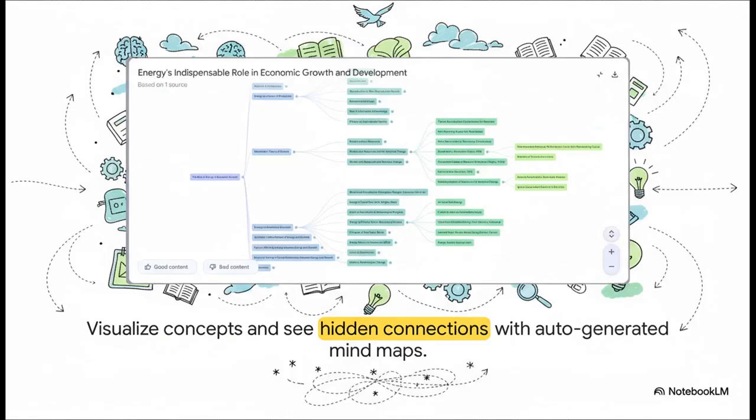And for those of us who are visual thinkers, this is just fantastic. It can take all of that dense text and automatically create a mind map, so you can literally see how different ideas and authors connect across all your sources. It's like getting that 30,000-foot view of your entire research landscape.